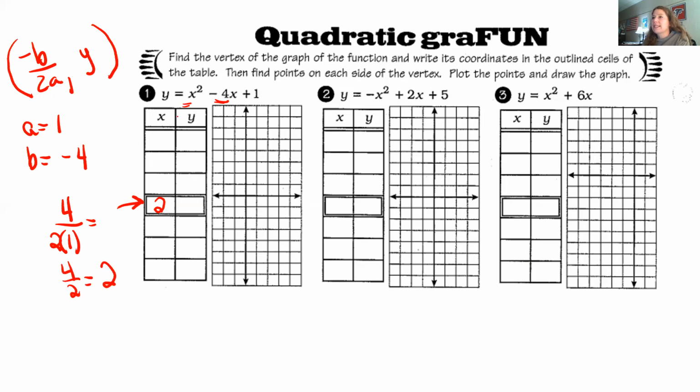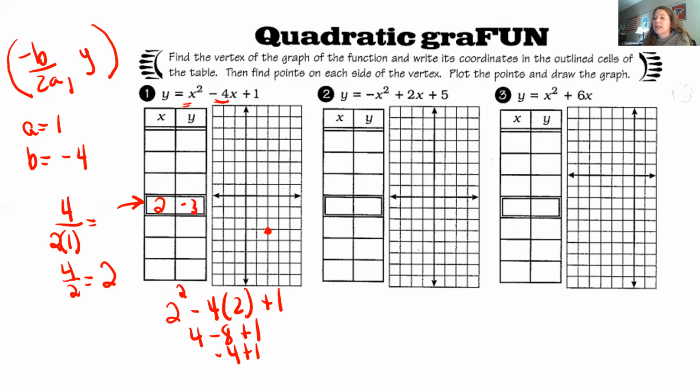And then when we plug in 2 to our equation, we're going to get 2 squared minus 4 times 2 plus 1. So 2 squared is 4 minus 8 plus 1. 4 minus 8 is negative 4. And negative 4 plus 1 is negative 3. There's our vertex, 2, negative 3. So we're going to do both sides of our vertex.